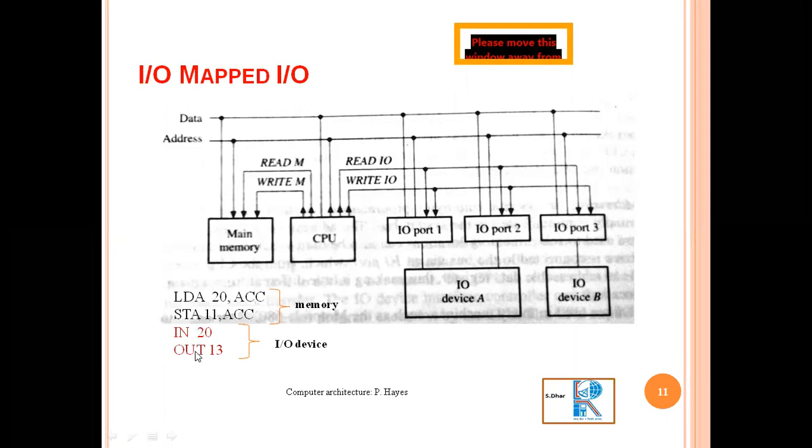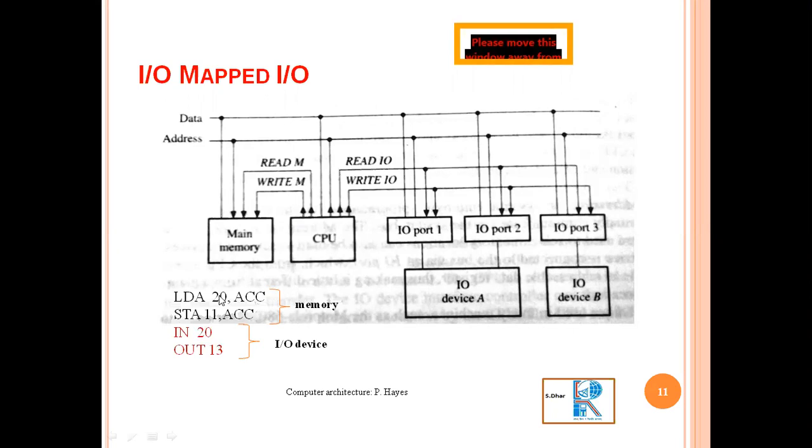Now see, in 20, out 30. I have already told you, in 20 means data will be transferred from port 20 to the accumulator, and out 30 means from the accumulator to port 30. Here 20 and 30 are port addresses. This 20 and this 20 are different. Clear? Though they have the same bit pattern, this 20 is in one memory device where the memory operations are stored, and this address is for another device.